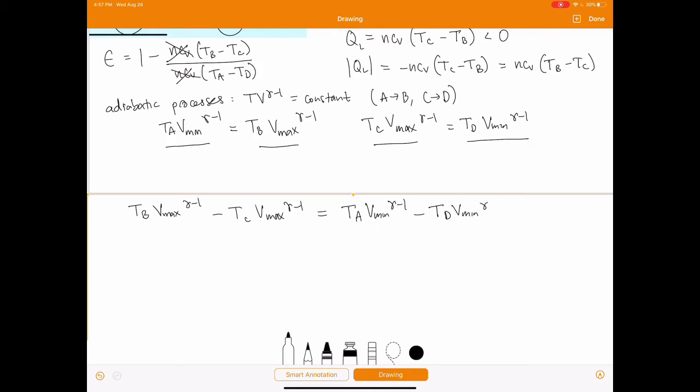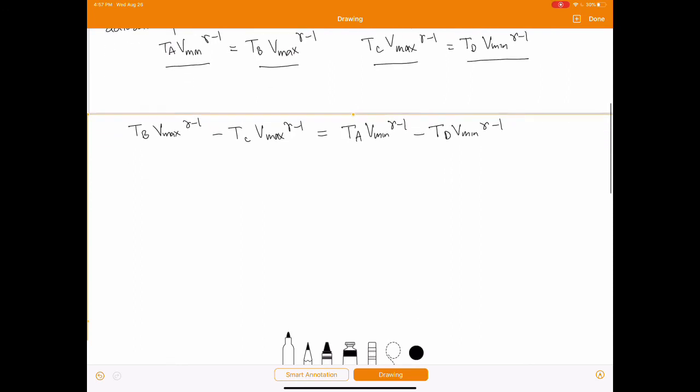So basically, using the two equations above, we can subtract one from the other, essentially, is what we're doing here. And we construct this equation. So notice we have TB minus TC multiplying Vmax to the gamma minus 1 equals TA minus TD multiplying Vmin to the gamma minus 1.